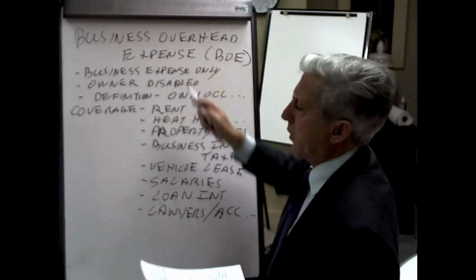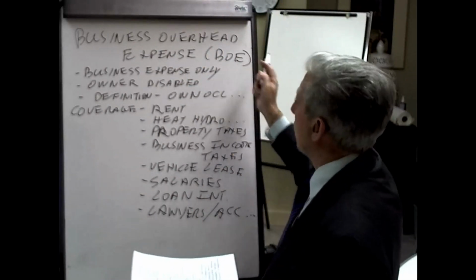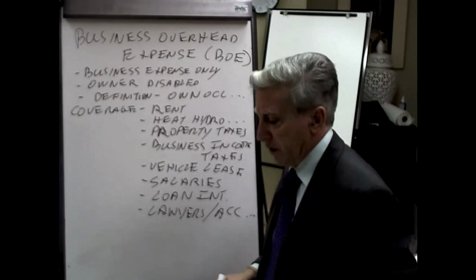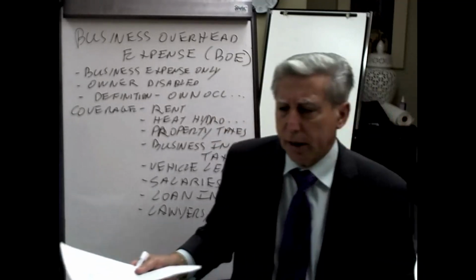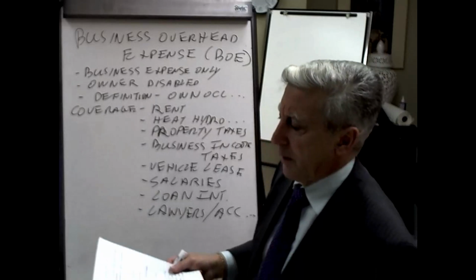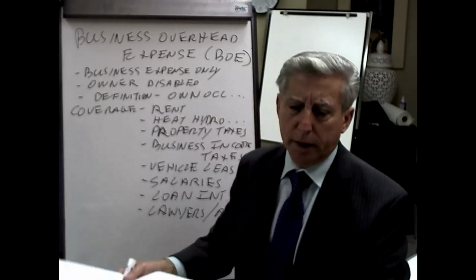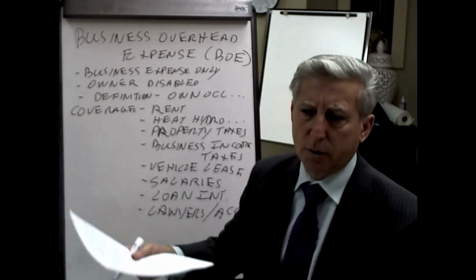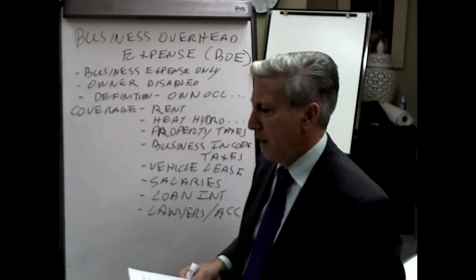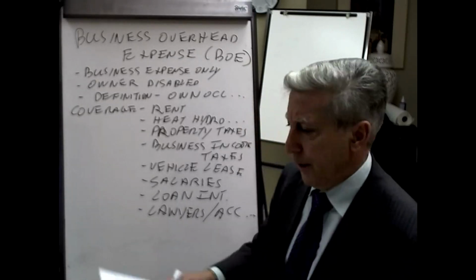This is referred to as the business overhead expense policy, or BOE as it's commonly known. Up to this point, we've been talking a great deal about disability insurance on you as an individual. If you become disabled, you get $3,000 a month, $5,000 a month, that kind of thing. What if you were a business owner and you had a business?